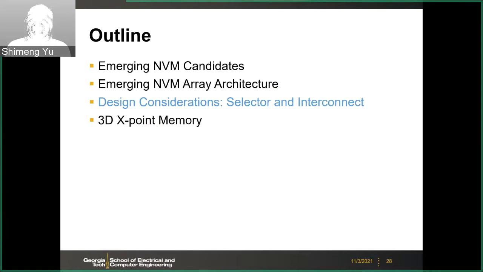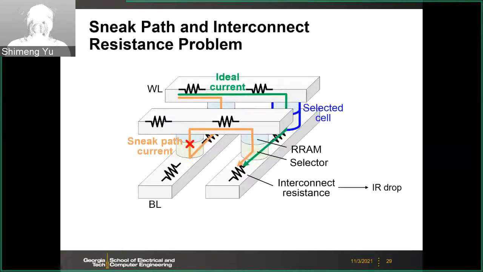All right, so let's talk about some design considerations for the cross-component array. And here we do have one unique element, that is a selector. So here there are some problems with this cross-component array design. The first one is called the sneak path, and the second one is the interconnect resistance.